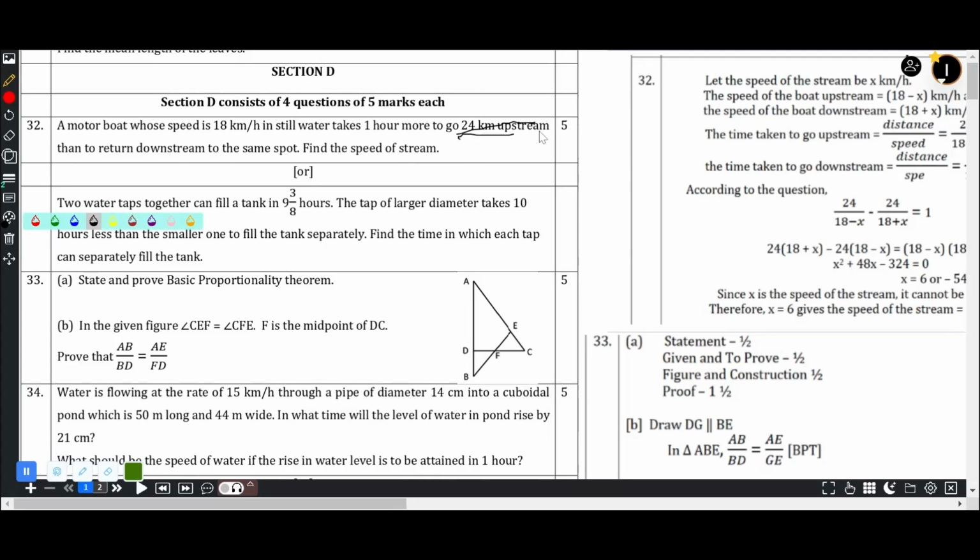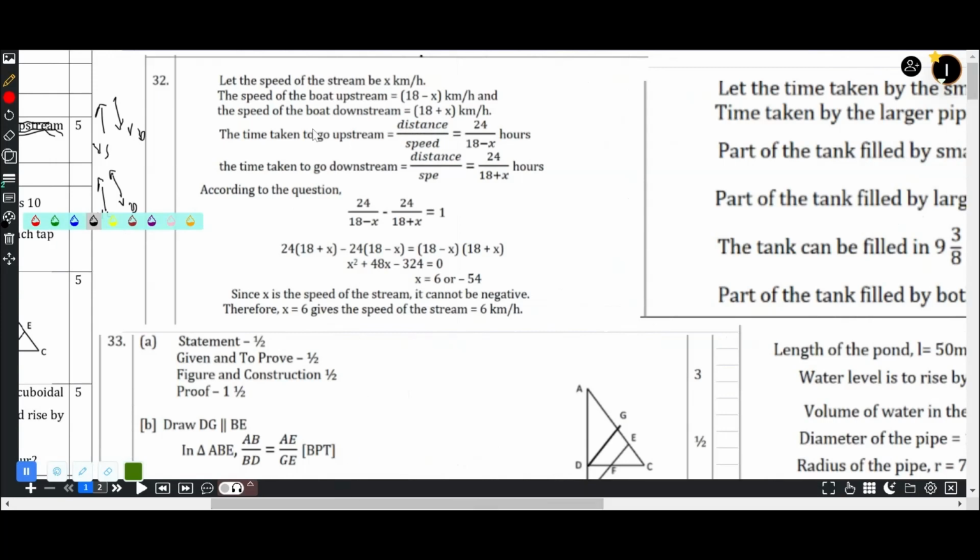While in case of downstream, the water or the stream velocity है वो सपोर्ट करती है बोट को, तो हम दोनों का प्लस लेते हैं वी प्लस वी एस. ओके, तो डाउन स्ट्रीम जाना ज़्यादा आसान होता है, अप स्ट्रीम जाना मुश्किल होता है. मैं आपको यहाँ डायग्राम बना के समझाने की कोशिश करता हूँ. So VB minus VS लगेगा अप स्ट्रीम में, VB plus VS लगेगा डाउन स्ट्रीम में. डिस्टेंस इज सेम और वो दी हुई है आपको 24 किलोमीटर.